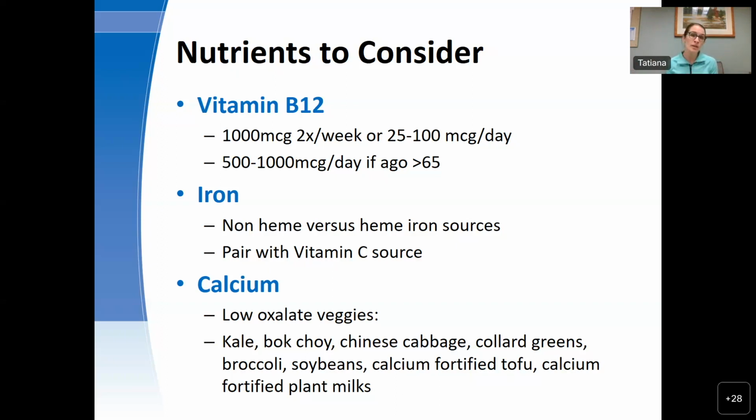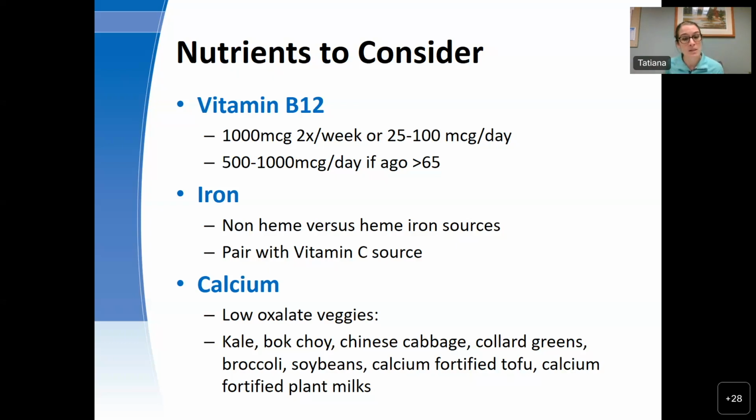Calcium, we know that the primary calcium source in the standard American diet is going to be from dairy products. And so if we're not consuming those on this eating pattern, where are we going to get them from? There are a whole host of vegetables that can be sources of calcium, as well as your soybeans, calcium-fortified tofu, which you can purchase, and then calcium-fortified plant milks, which again, there are some on the market. You don't have to make them at home to follow this eating pattern.